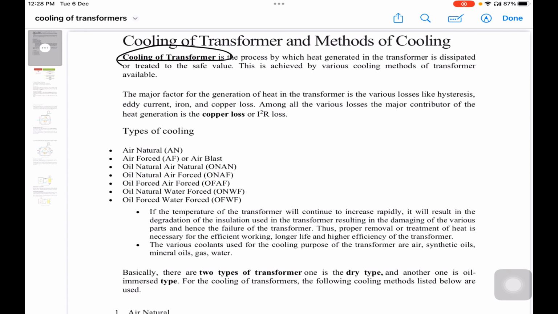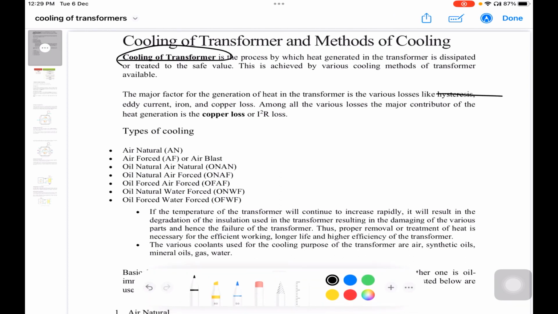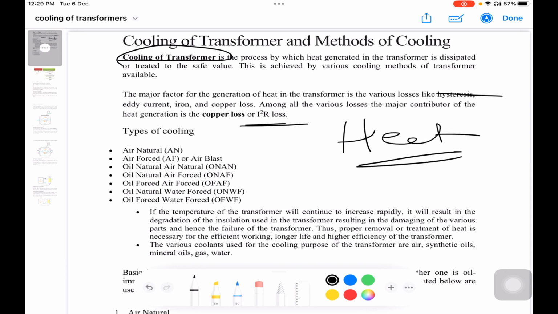is available, then the heat which is generated within the transformer gets accumulated and the heat will become more and more damaging to the windings of the transformer. Hence, the transformer has to be treated in order to cool it. The major factor for generation of heat is the various losses which we have come across, like hysteresis loss, then copper loss, that is load losses. Because of this, the heat is generated. So this has to be cooled down.